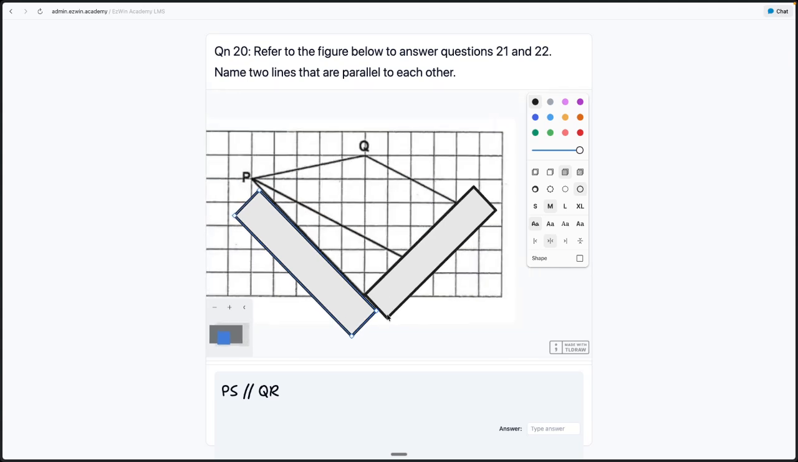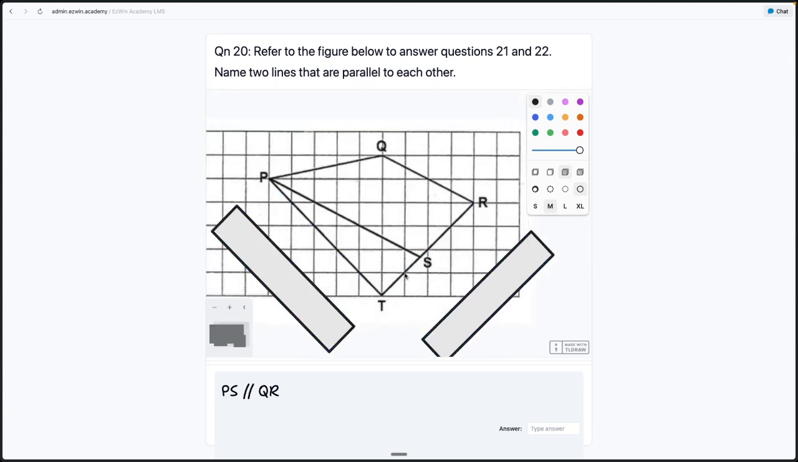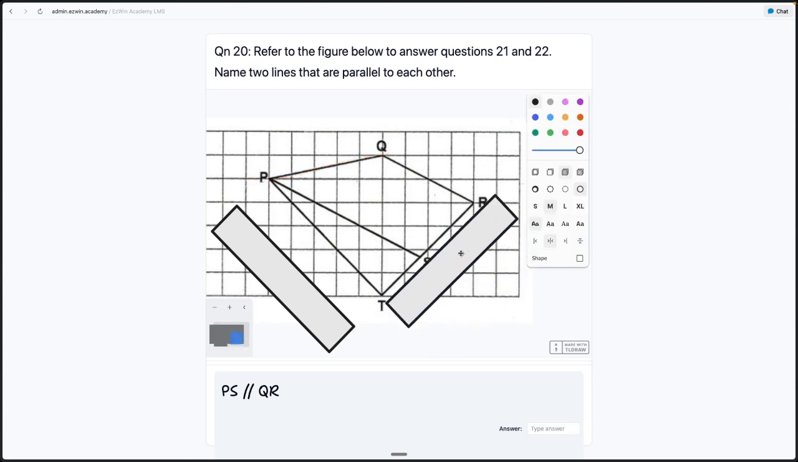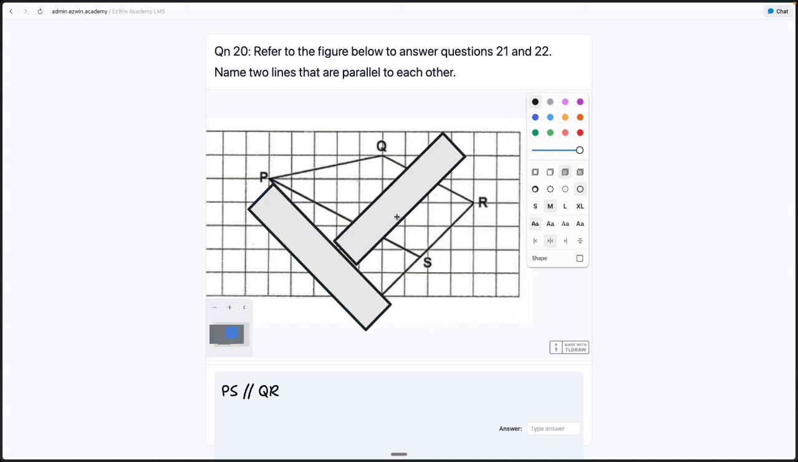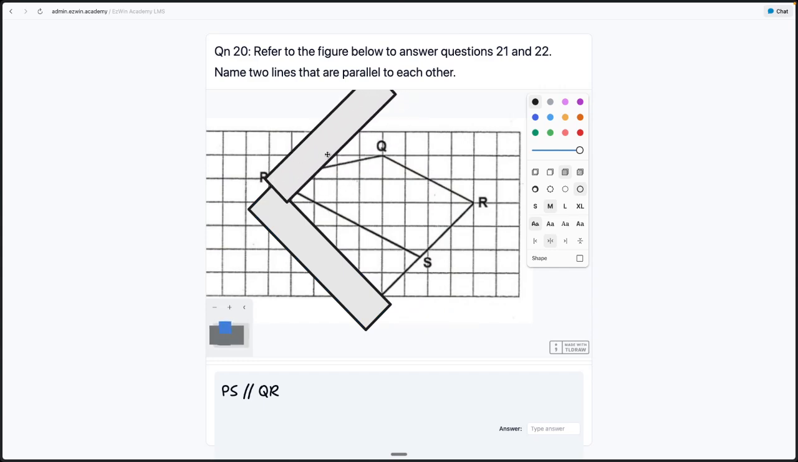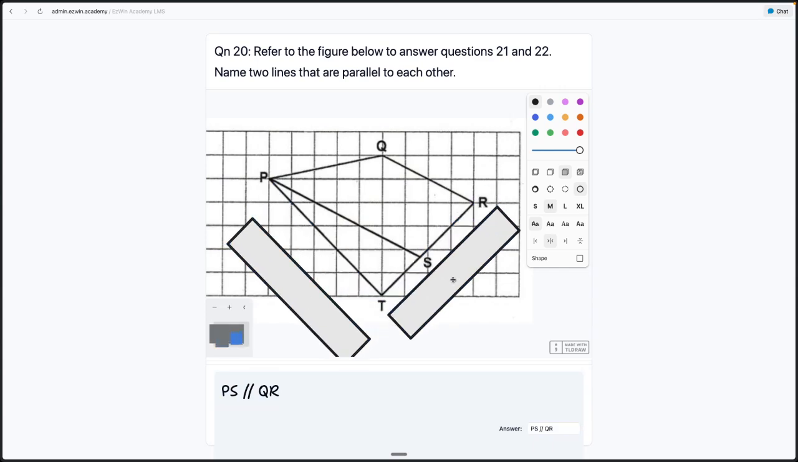So the last line we want to check if they are parallel is TR with PQ. For this, we just put the ruler like so, and have it on the line so that it can slide through. So let's slide through, and this is not parallel because you see PQ is not touching the ruler. So the answer to this is PS is parallel to QR. So we see over here. Okay, there you go.